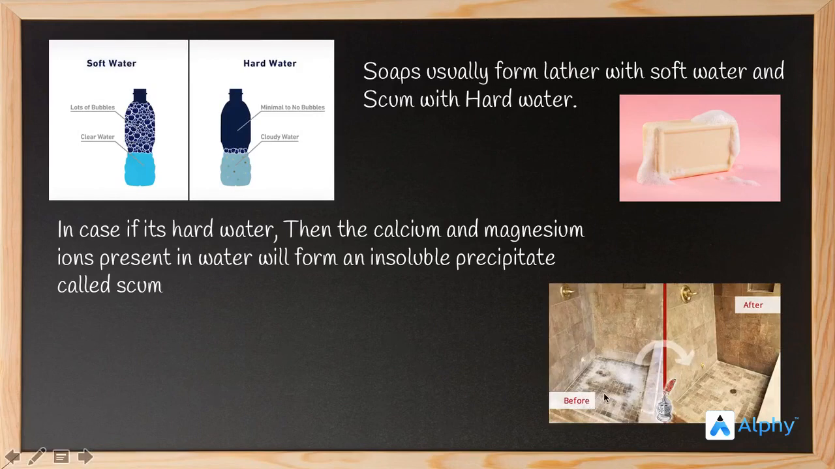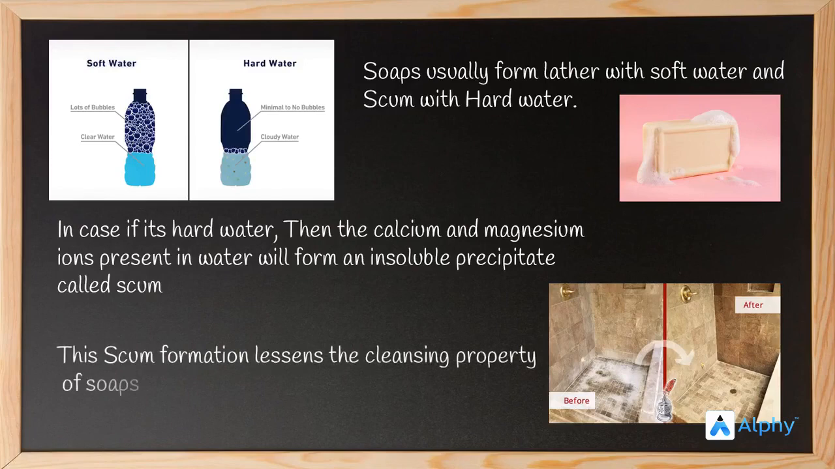This is a washroom before cleaning and after cleaning. Before cleaning you can see, very often in our washrooms, there are white patches. This white patch is nothing but scum formed. You usually observe this when you take a bath with hard water. This scum formation lessens the cleansing property of soaps. When scum is formed, it is very difficult to clean and the cleaning property of the soap gets reduced.